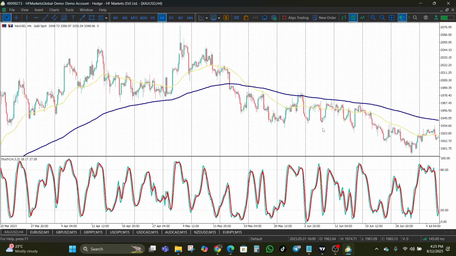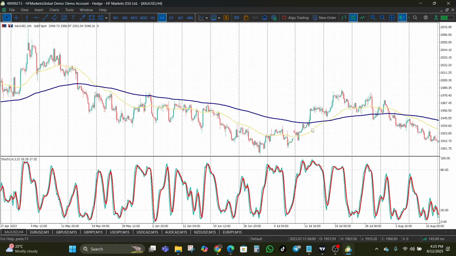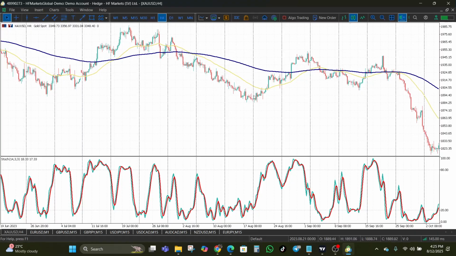Then the reverse is the case for sell opportunities. That is when you have a downtrend, which is when the 50 EMA is below the 200 EMA. Then you just have to wait for the stochastic oscillator to rise into the overbought territory and start crossing downwards. Then you have to ensure that the 50 EMA is still below the 200 EMA. Okay, and make sure you get confirmation candlestick pattern.